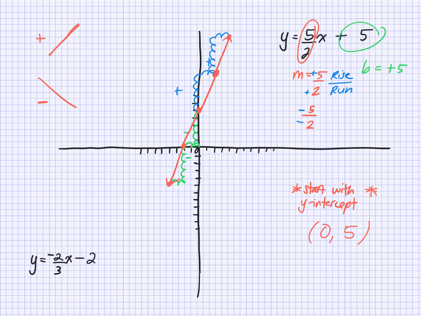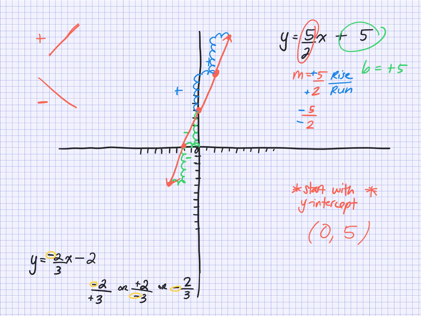In this equation, y equals negative 2 over 3x minus 2, this tells me that the slope is negative. I can write that fraction as negative 2 over positive 3, or positive 2 over negative 3, right? Or a negative in front of the whole fraction, 2 over 3. All of these mean the same thing. This is telling me that my slope is negative. But wouldn't this create a different slope?